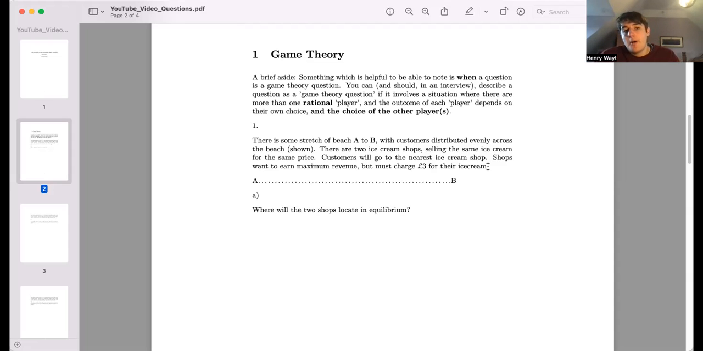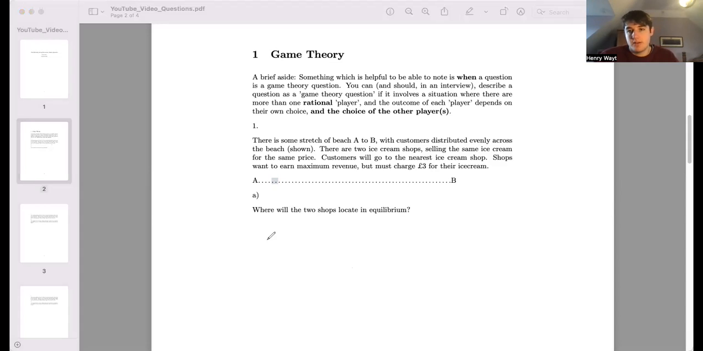And importantly, the outcome for shop one depends on the choice of shop two, as well as its own choice, and vice versa. So if shop one chose to locate at point zero, and shop two chose to locate at point one, that leads to a very different outcome to if shop one decided to locate at point zero, and shop two decided to locate at point 0.1. So, somewhere around here. All right, so now I'm just going to get my pen up.